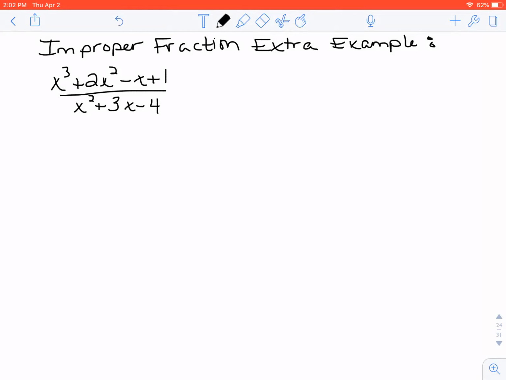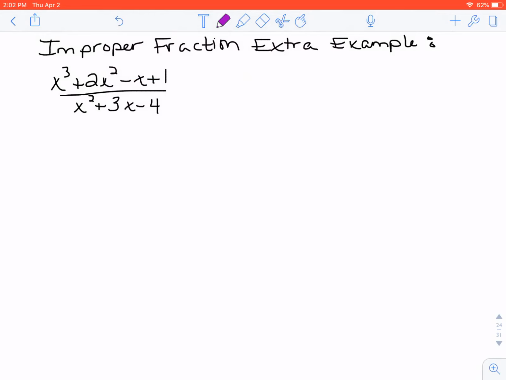improper fraction example works. So if you look at the problem I have written here, we have x cubed plus 2x squared minus x plus 1, and then we're dividing that by x squared plus 3x minus 4. This is an improper fraction because the power on the top is bigger than the power on the bottom. So anytime that happens when it's in a fraction, we consider it improper.